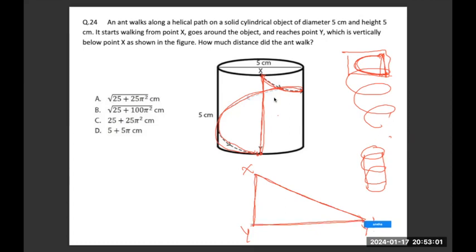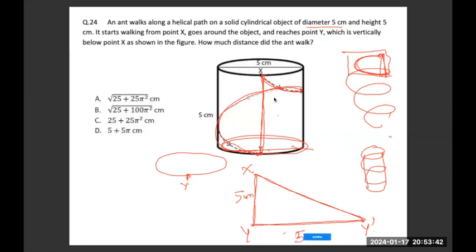When you open this out, XY will be the vertical length. Are we given the height? Yes, the height is 5 centimeter. The base YY dash is the whole base. I start with Y, go around, and come to Y dash, which is the circumference of the circle. The diameter given is 5 centimeter, so the circumference will be pi d.